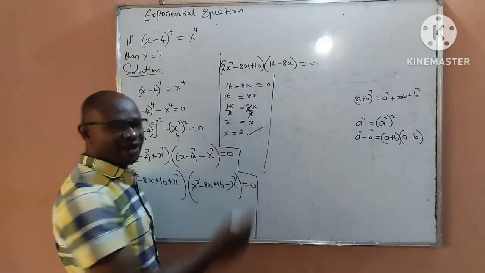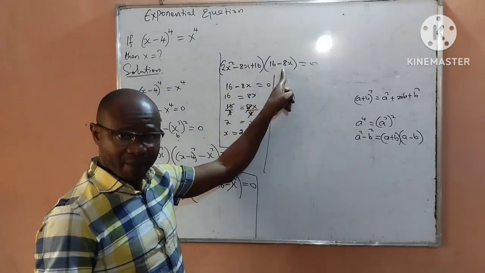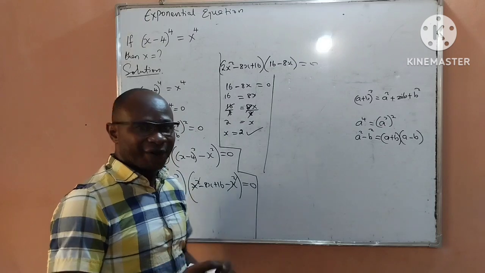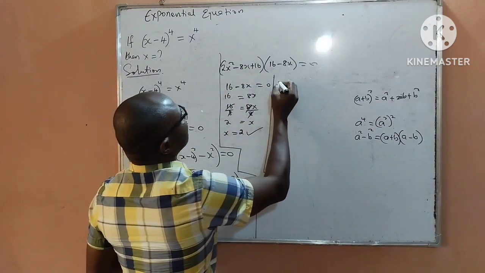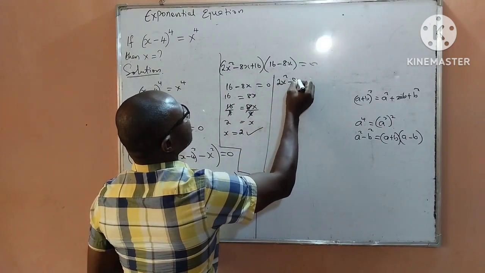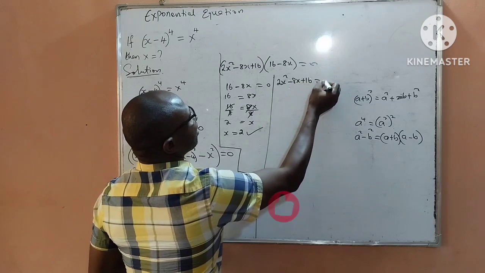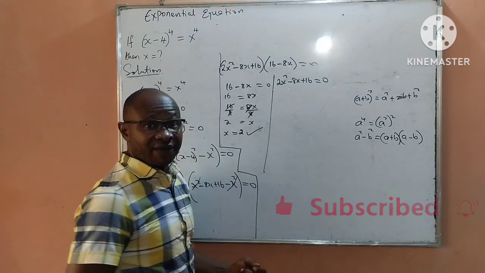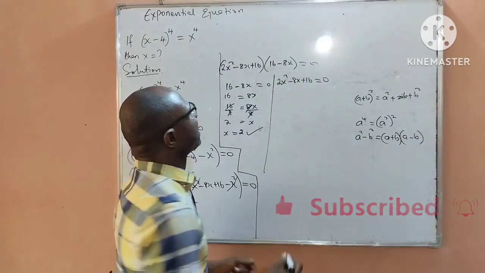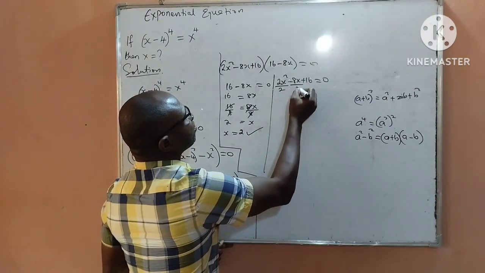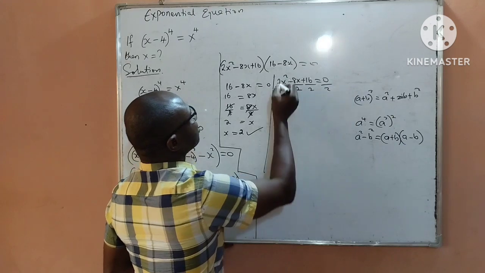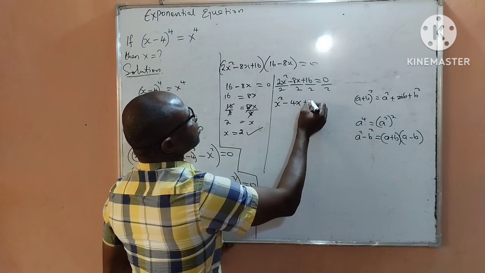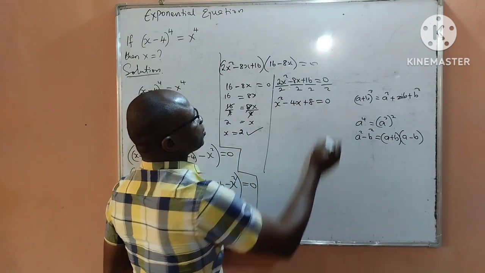We come to the first bracket. We started from the second bracket. Let's continue in this detailed form. Here now, I have 2x squared minus 8x plus 16 equal to 0. But at this point, 2 is a factor. Therefore, we can divide both sides by 2. So we divide here by 2, by 2, by 2, by 2, so that we have here x squared minus 4x plus 8 equal to 0.